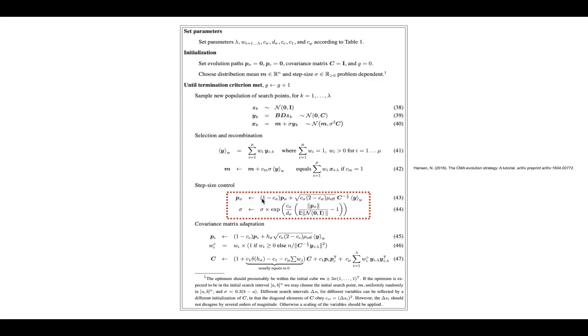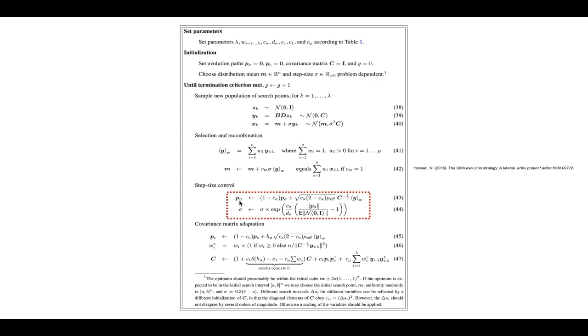This first equation, equation 43, maintains the evolution path p sub small sigma by what is essentially a rolling sum. The 1 minus c term here is there to ensure that more recent update vectors are given larger weights in the rolling sum. The square root term is there to cancel out the variance accumulation incurred by the update vectors, and the C term is there to make the update vectors directionally independent.